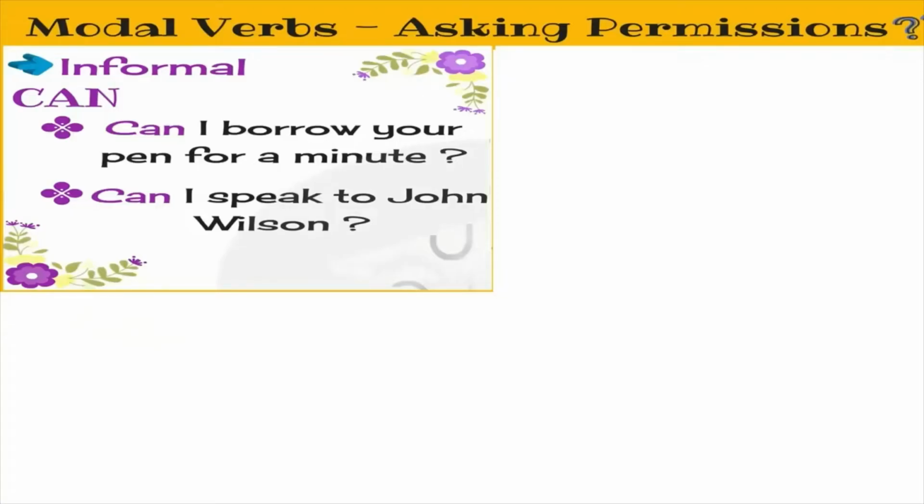Alright, now let us look at some modal verbs. For asking permission, if you want to ask for permission, what verbs can you use? You can use the word can again. Can I borrow your pen for a minute? Can I speak to John Wilson? So you're asking for permission here. This is a little informal, that is, when you're talking to your friend, etc. You can use this word can.